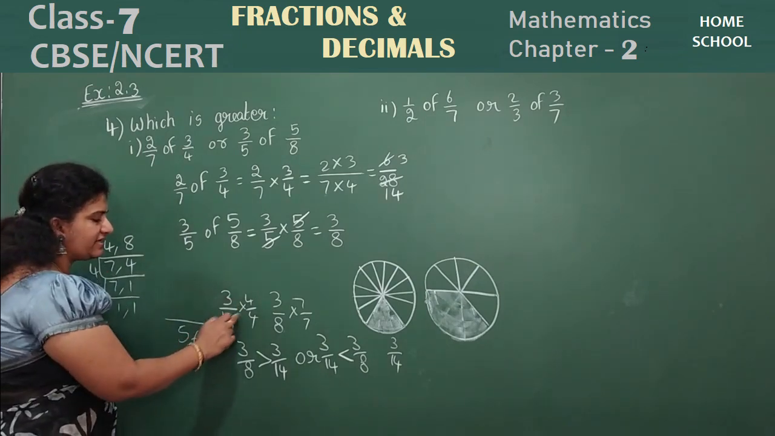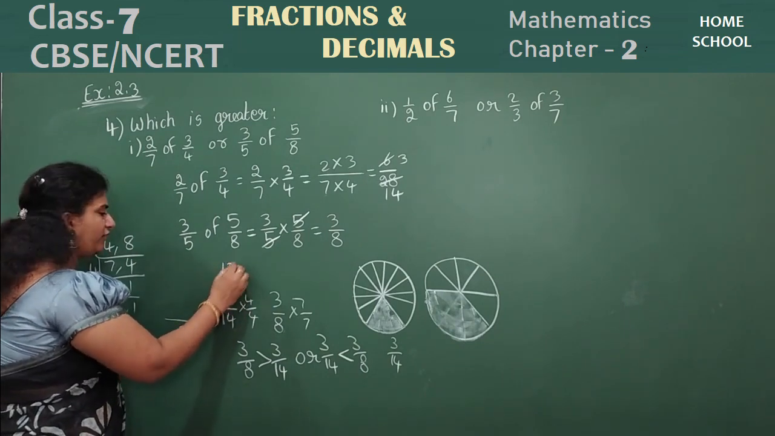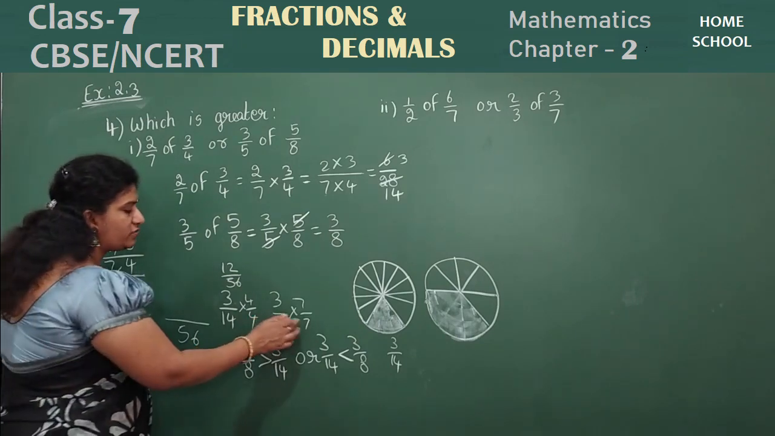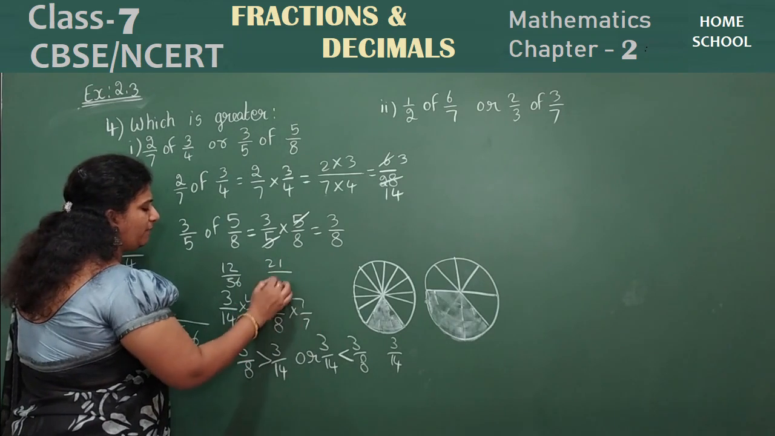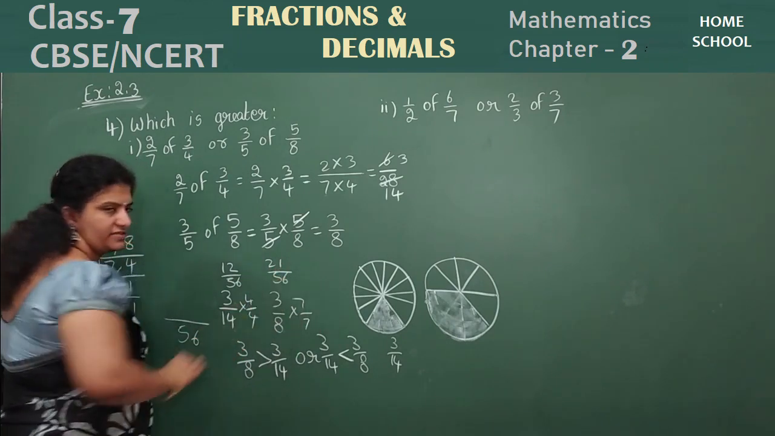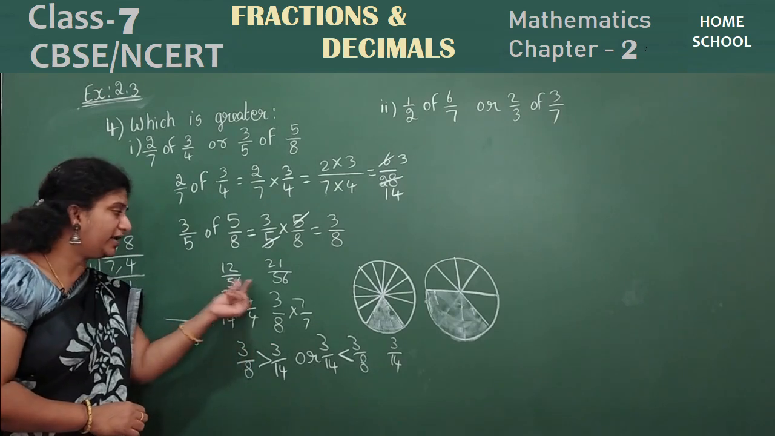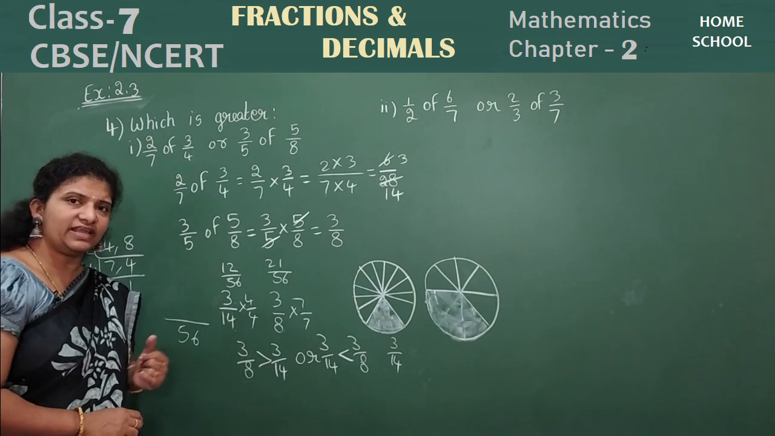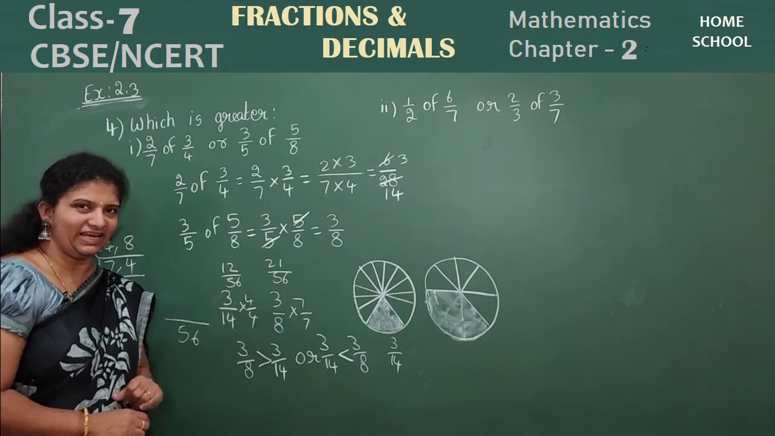Now what happens here, children? Observe 4 3s are 12 by 56. Okay, this one what happens? 7 3s are 21 by 56. Now what did I do in this method? I made the denominator same. Now check your numerators, which is greater? 12 or 21? 21 is greater.